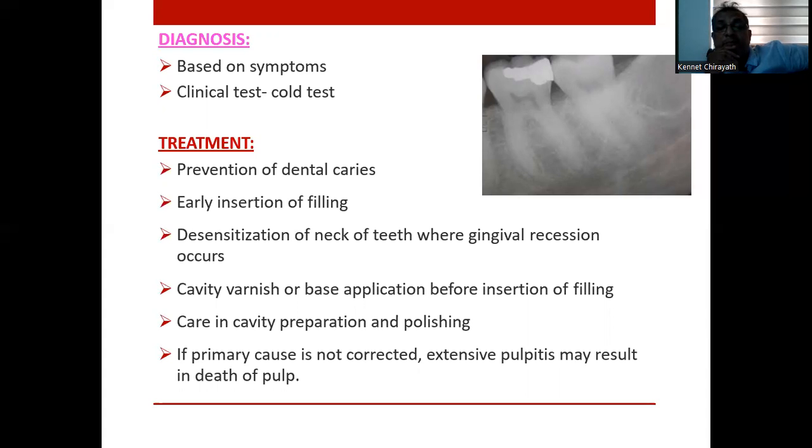If the primary cause is not corrected, extended pulpitis may result in the death of the pulp. So in reversible pulpitis, where the irritating factors are removed, the pulp comes back to normalcy. If they are not removed, it will result in irreversible pulpitis. So normally, in the early stage, if the restoration is done, the hyperemic pulp, or reversible pulpitis, can be brought back to the normal state.